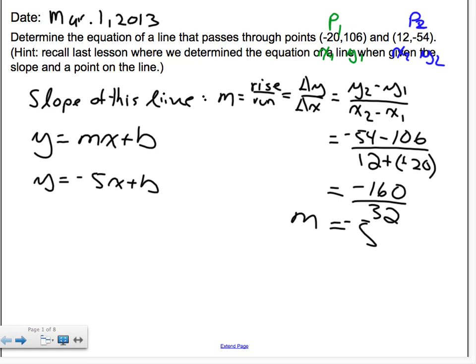Either one of these would work. Stop holding hands, please. Okay? So how many used the first point? Raise your hand.